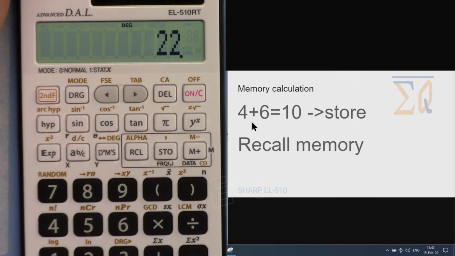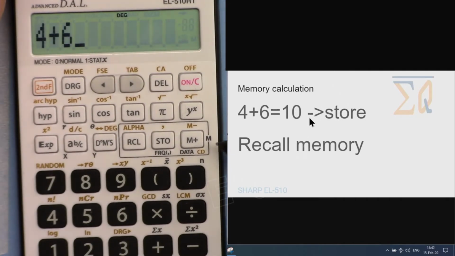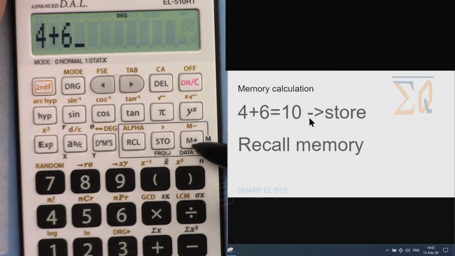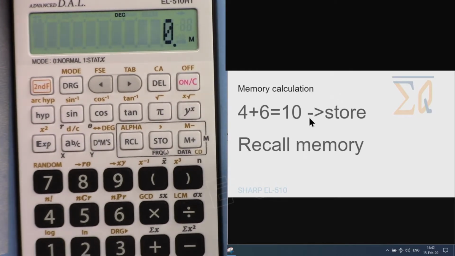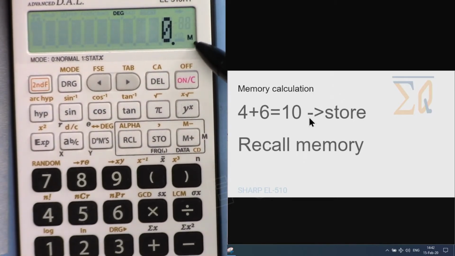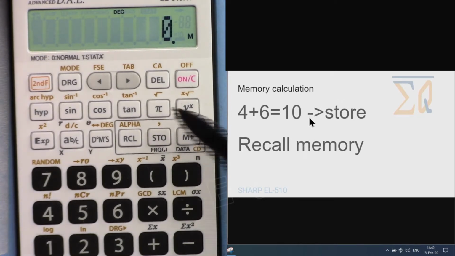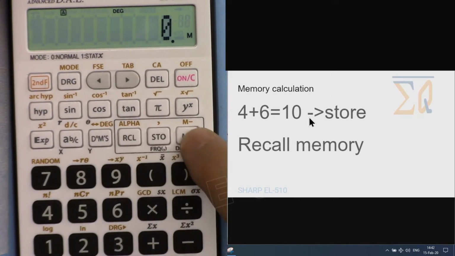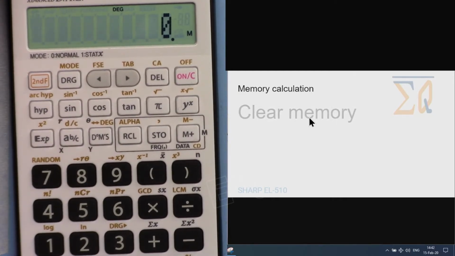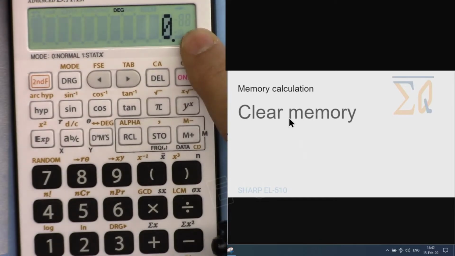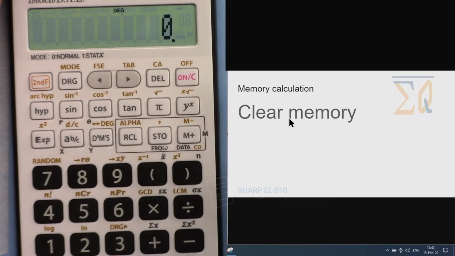Now let's see how we can store the value in a memory. So 4 plus 6, and this memory has plus minus. You can add or subtract. If you want to add to the memory, press this. Now this is added, and then we will see the M here. When this M is here, it shows that we have a stored value in memory. To get the memory back, press recall and then this button, and it will give you the value. Because we have M here, it shows we have a value. And if you want to clear the memory, just put 0 and then press store and M.